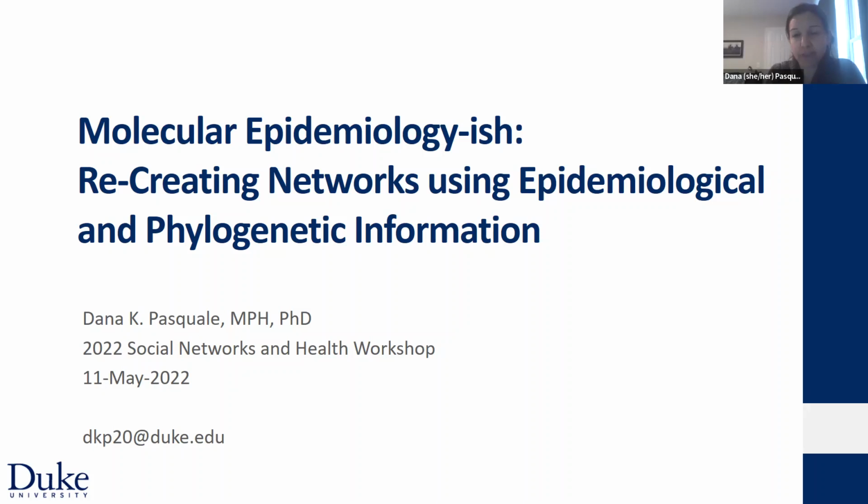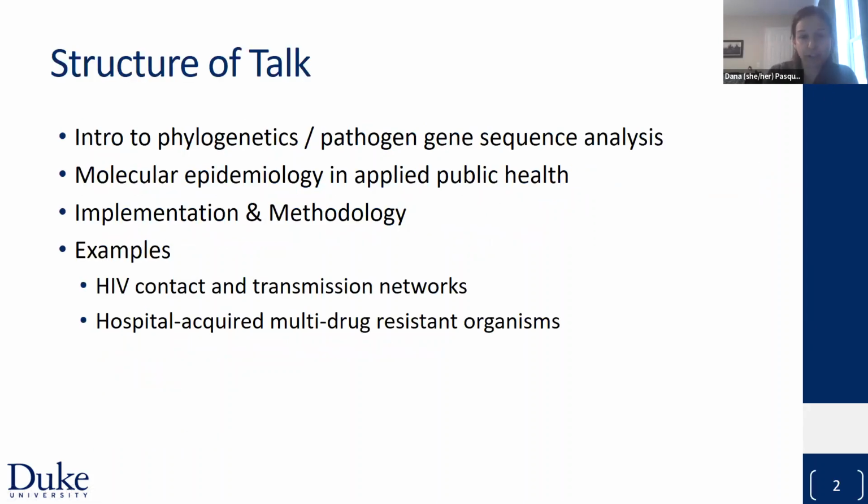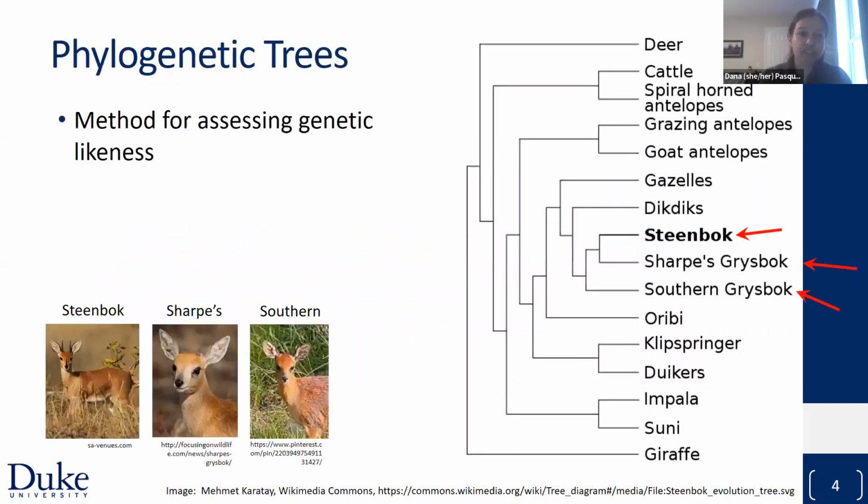I am in the Duke Department of Population Health Sciences, and I'm going to talk to you today about molecular epidemiology, so recreating networks using epidemiological and phylogenetic information. First I'll give an introduction to phylogenetics and pathogen gene sequence analysis, talk about applications of molecular epidemiology in public health, then talk about implementation and methodology if you are choosing to embark on this kind of work, and then give two examples: HIV contact and transmission networks, and then a network of patients who have a hospital-acquired multi-drug resistant bacterium. So first, pathogen gene sequence analysis.